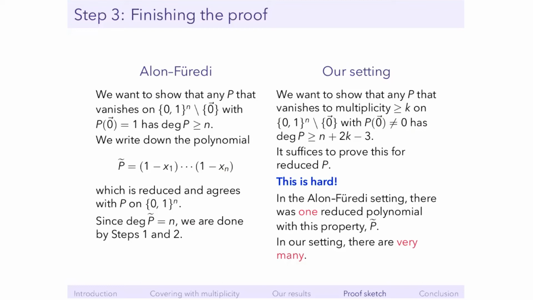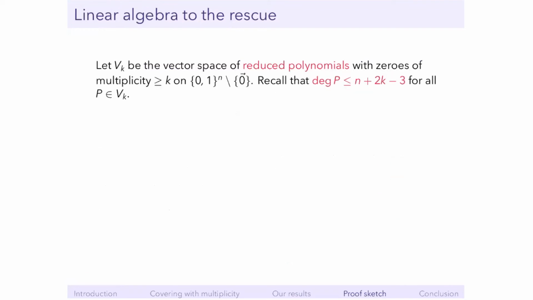And so the rest of the proof will just be about how we prove this fact. So again, what are we trying to prove? Just for notational simplicity, I'm going to let Vk be the vector space of reduced polynomials that vanish to multiplicity at least k outside the origin. And remember that every reduced polynomial has degree at most n plus 2k minus 3. And we want to prove actually a matching lower bound.